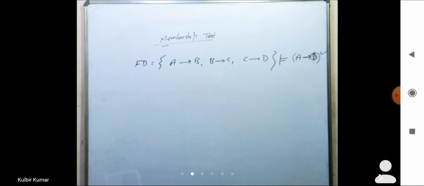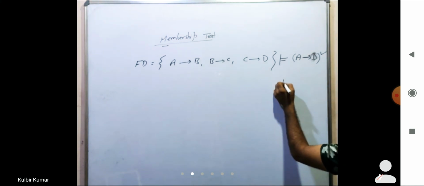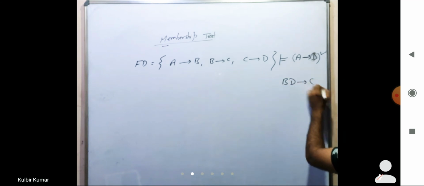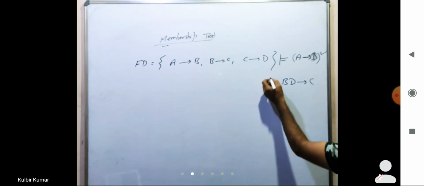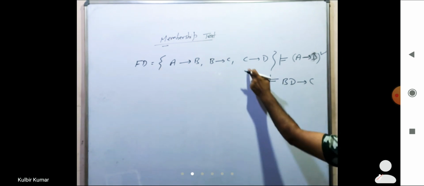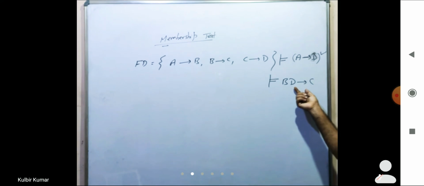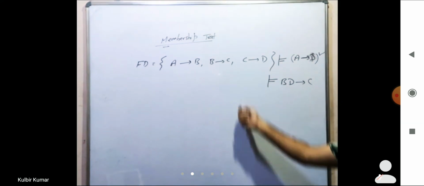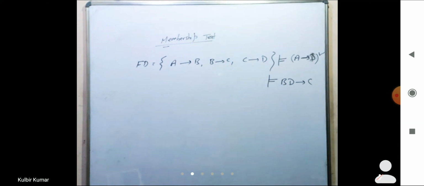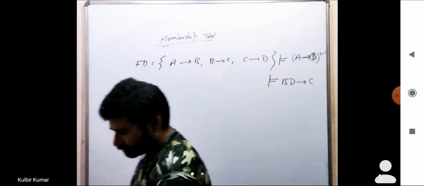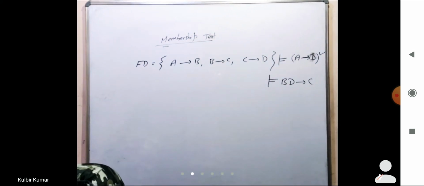Next functional dependency is given as BD goes to C. This functional dependency is given, and is it implied by this functional dependency set, or is it a member of this functional dependency set or not? Try for this one.